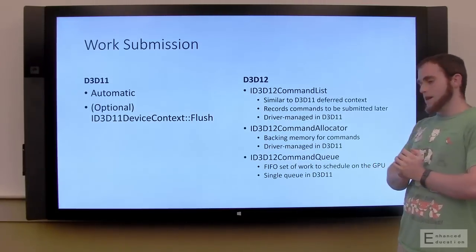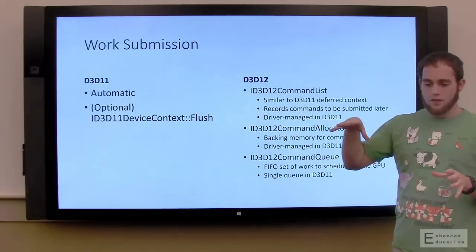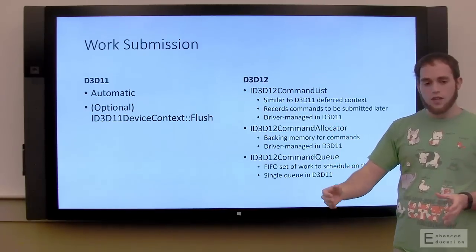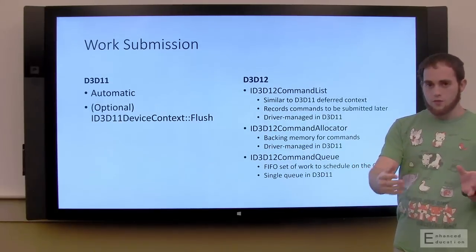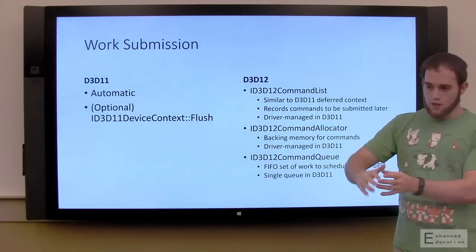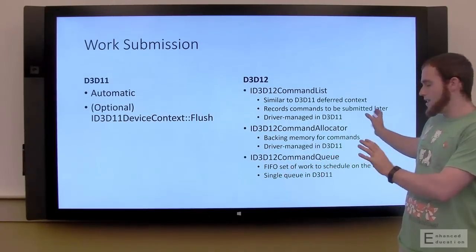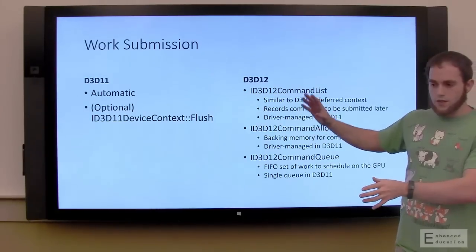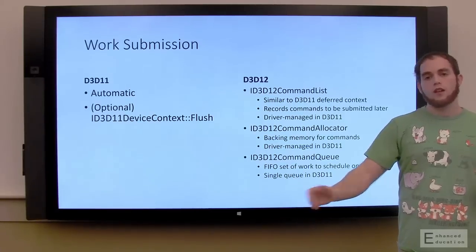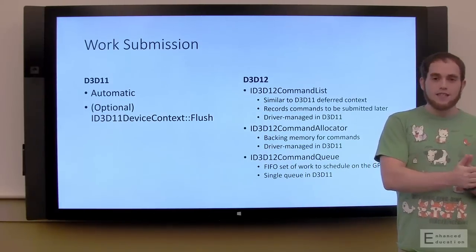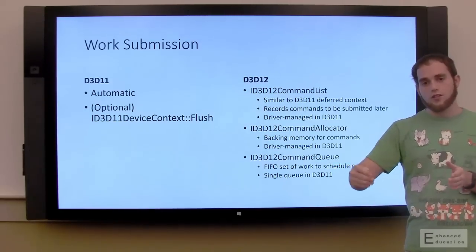And the ID3D12 command queue is a first in, first out queue. The command lists that you submit to the queue will get executed in the order that you submit them. And so once the first command list you submit is done on the GPU, then the next one will be submitted for execution. In D3D11, there's no concept of a command queue or anything like that. There's basically a single queue of execution in D3D11. Everything is expected to happen serially. When I submit one draw call, then the next draw call is going to happen after that.